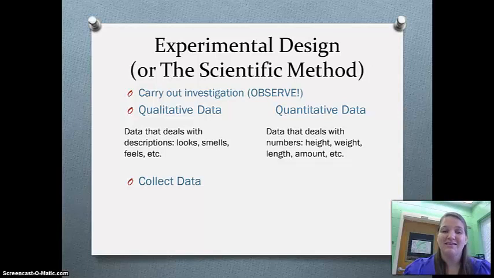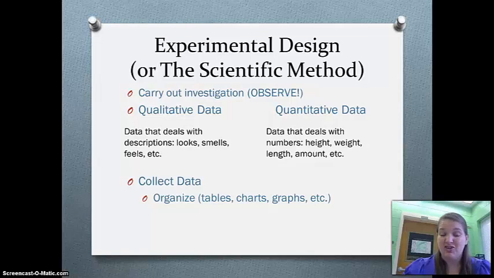And then lastly, the scientist needs to collect this data and organize it in some way, such as tables, charts, or even graphing the data so that it's easier to interpret.